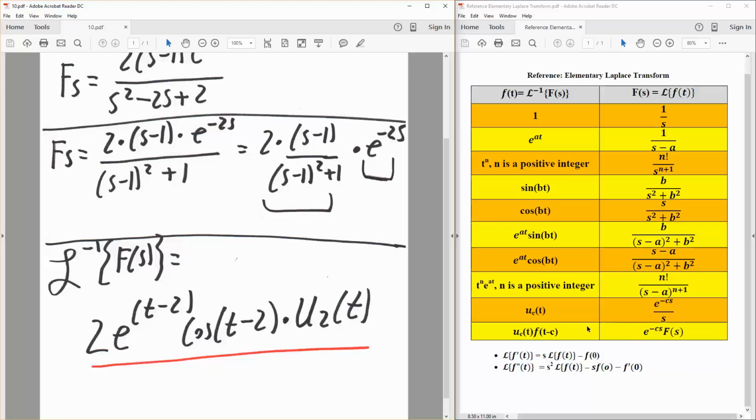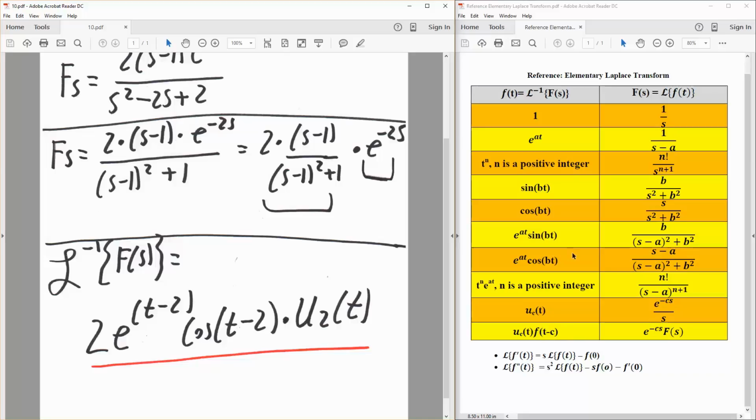So we will say u_c(t) f(t − c). And so in our case, c is 2. So we can say u_2(t) like this. And if you notice, we have f(t − c). And so our function of this one right here, for t, we need to do minus 2.